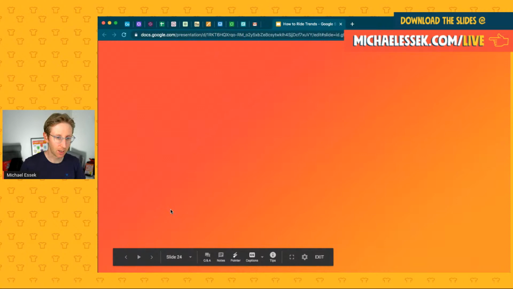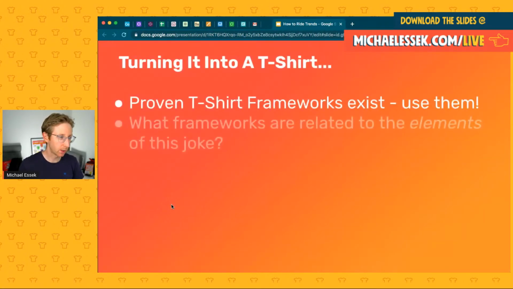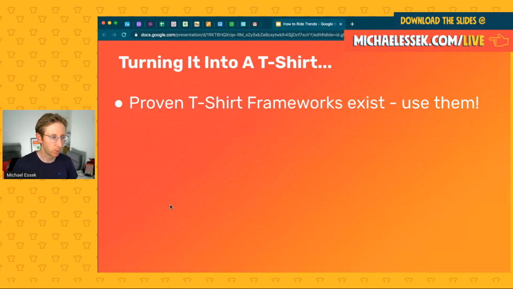So we're actually beginning to touch on step 3, turning it into a t-shirt. So let's dive into this one. Number 1, proven t-shirt frameworks exist, so use them. The example that we just gave, how to do such and such. Can you somehow fit that topic into that framework?